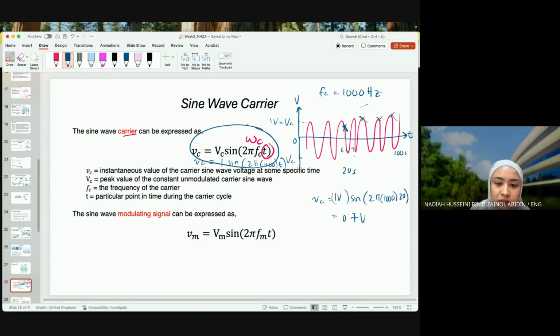Again, let me repeat myself here. VC is the peak of your carrier wave, and the dip. So obviously, we're going to use the positive sign. So VC is the value amplitude 1. It can be some other value depending on the question. In this example, my peak is 1 volt. It can be 10 volt, it can be 5 volt, depending on the question.